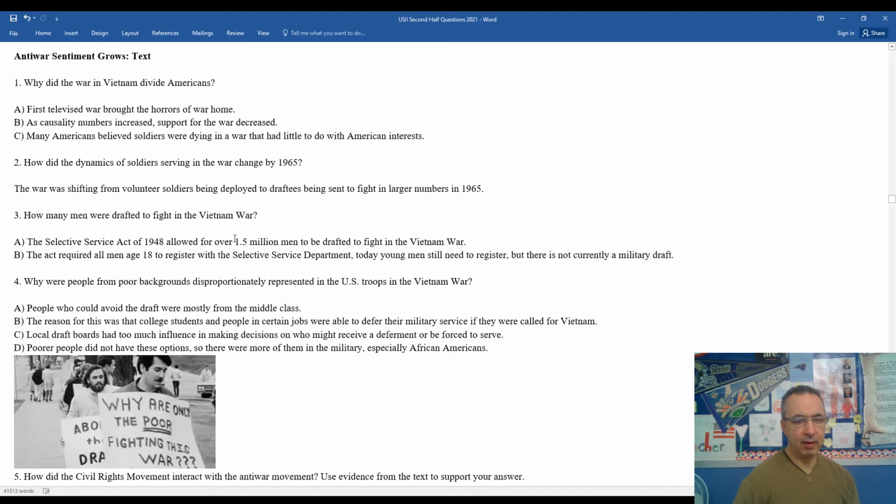Three, how many men were drafted to fight in the Vietnam War? Well, the Selective Service Act of 1948 allowed for 1.5 million men to be drafted to fight in the Vietnam War. The act required all men age 18 to register with the Selective Service Department. Today's young men still need to register, but there is not currently a military draft.